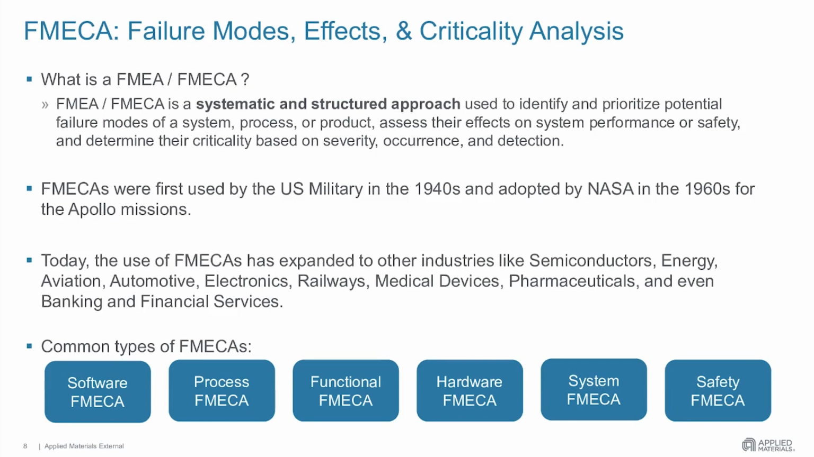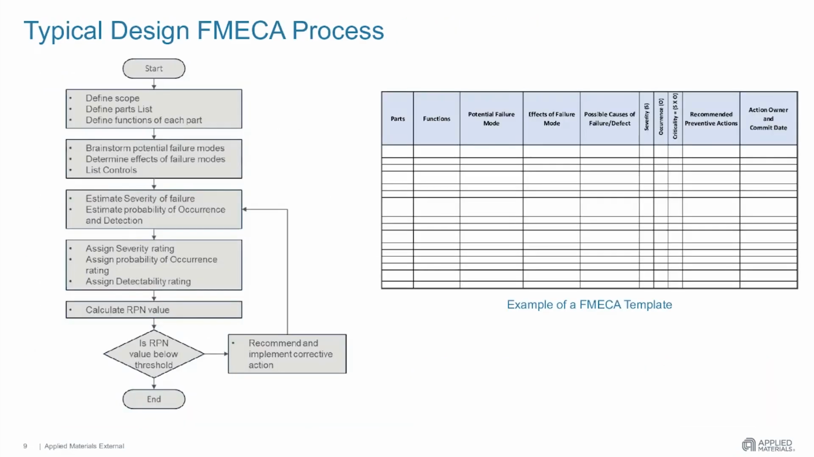There are many different types of FMECAs based on your product, project, and industry, but some of the common types include software FMECAs, process FMECAs, functional hardware system, as well as safety FMECAs. For our purposes, using the electrostatic chuck as an example, we are really going to be looking at a hardware FMECA.